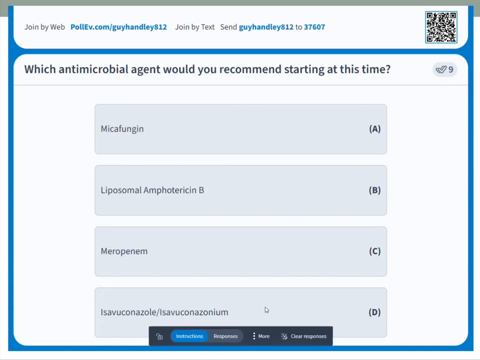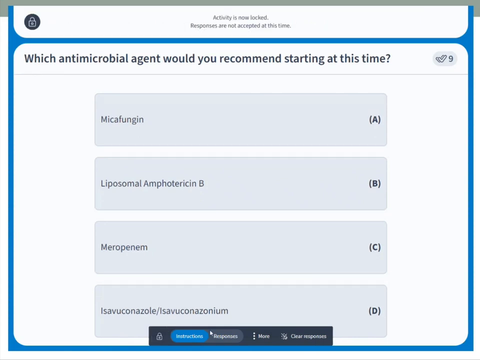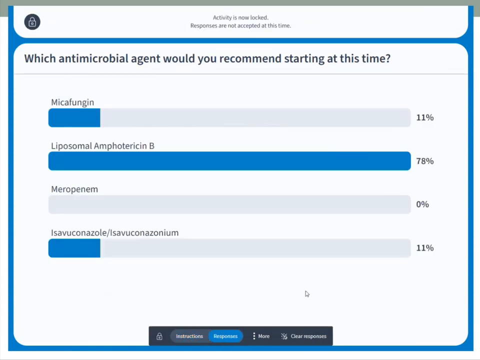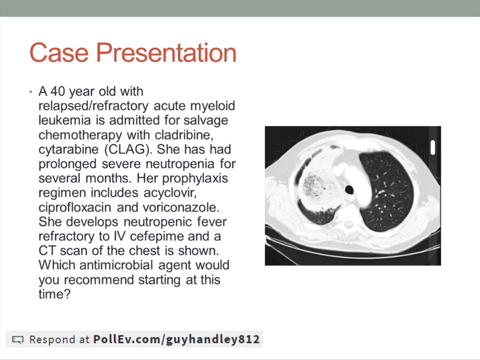Everybody a second, and we'll go ahead and block it and show the responses. So kind of interesting breakdown. We've got 11% going for micafungin, 78% for liposomal amphotericin B, and 11% for isavuconazole. So going back to the picture, I think there's some really interesting stuff in here that helps point you towards the diagnosis. You have a patient who's got severe prolonged neutropenia. I didn't fool y'all. Everybody kind of latched on that this is probably a fungal infection. The meropenem, you don't need. So yeah, that's a huge risk factor.